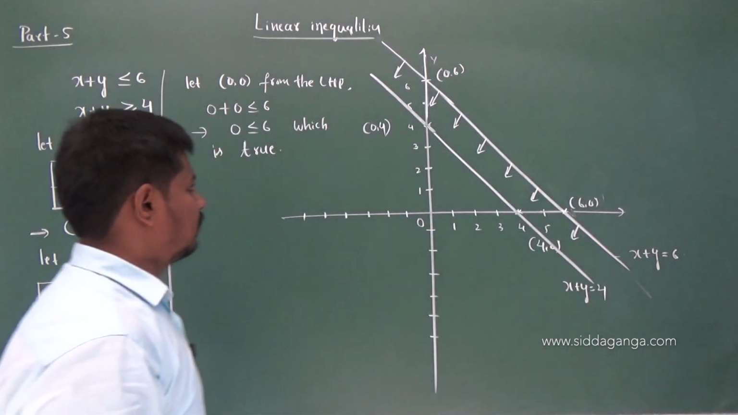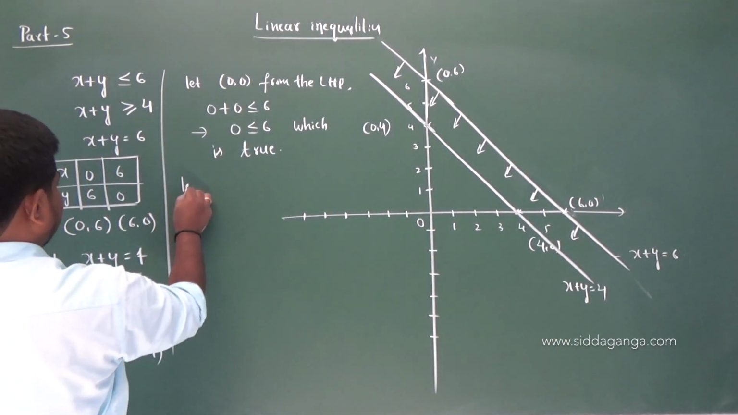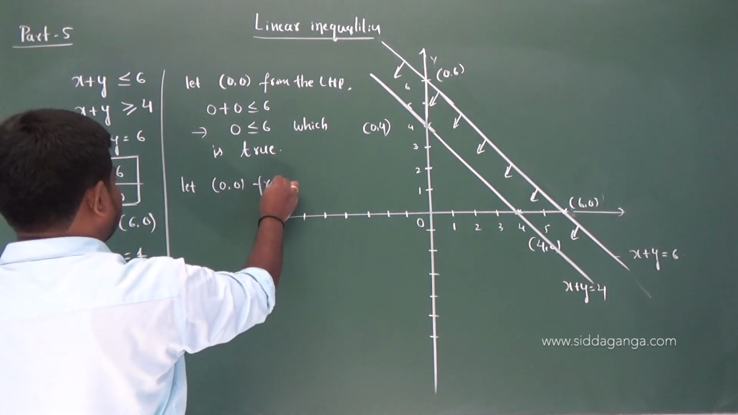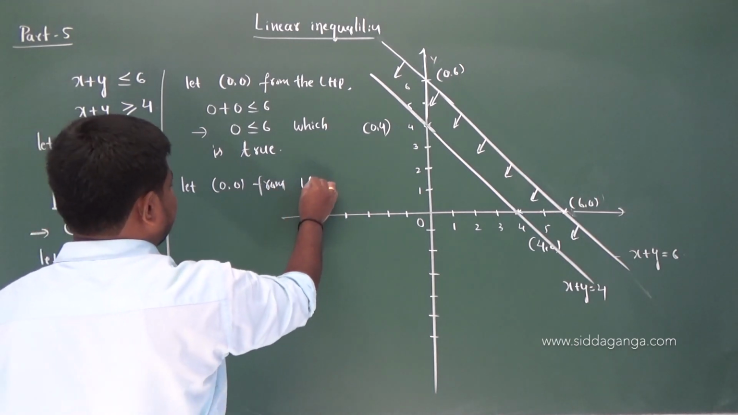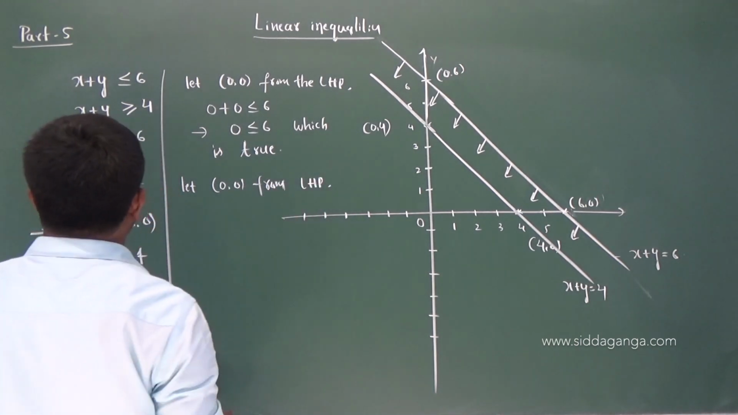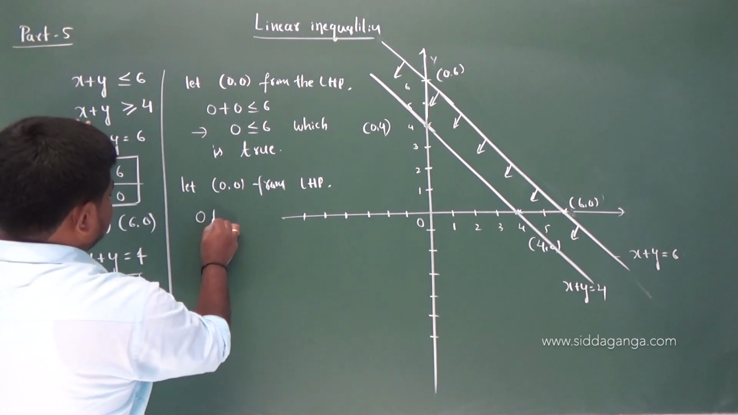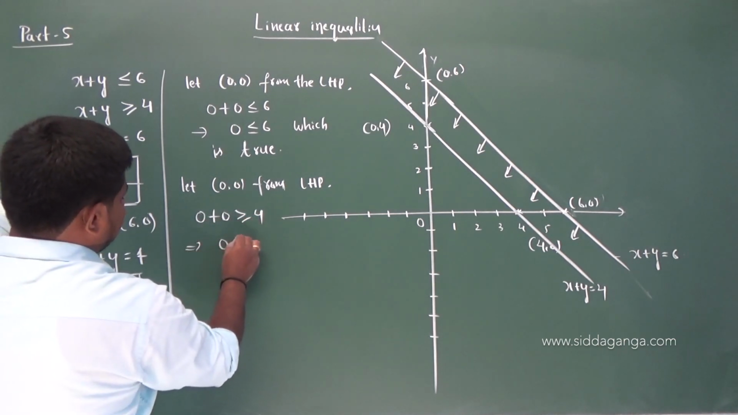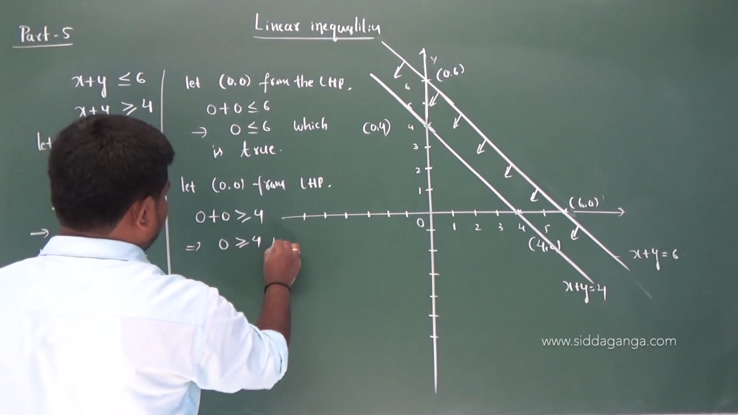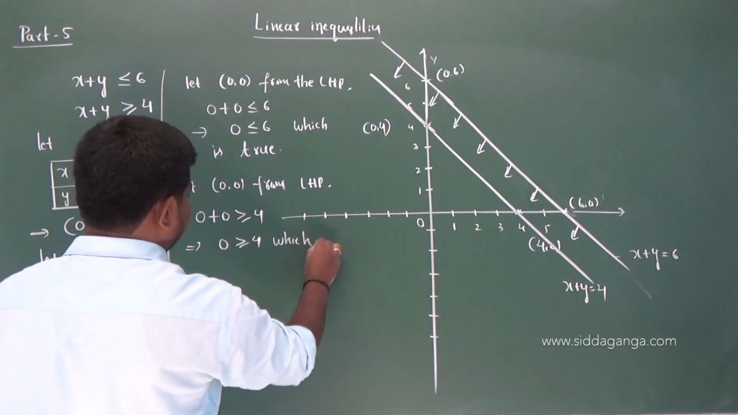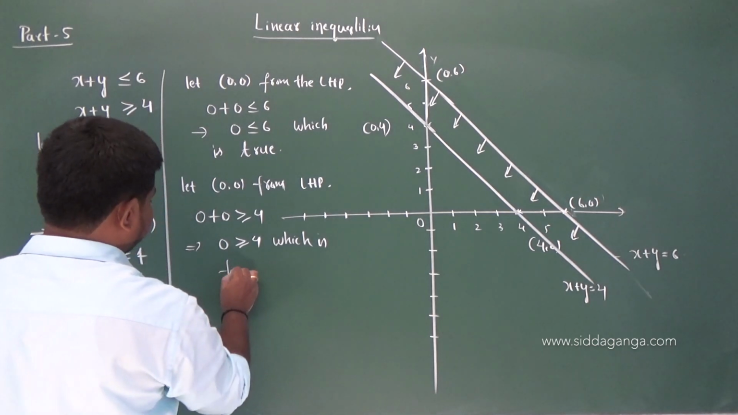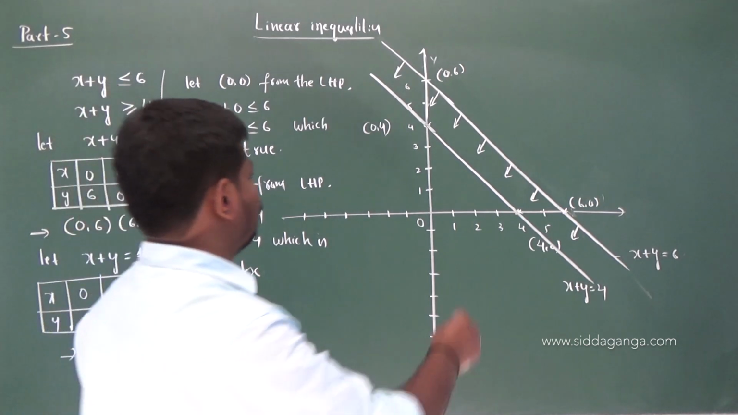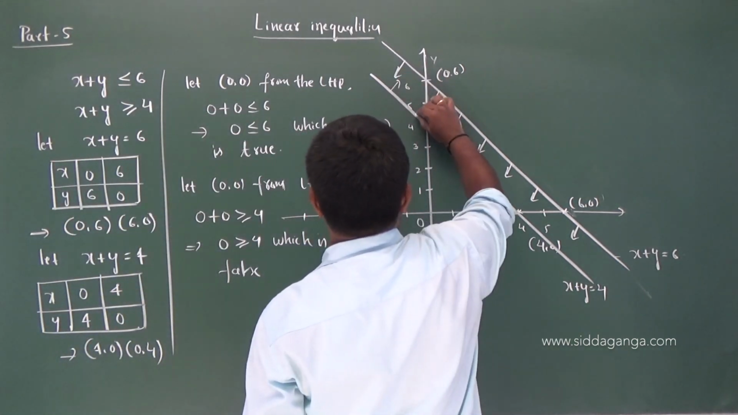Okay. Now, for the second inequality, let us take (0, 0) from the lower half plane. Again, substitute this in the given inequality. 0 plus 0 is greater than or equal to 4. So 0 is greater than or equal to 4, which is false. Hence, for this, the upper half plane becomes the solution region. You mean this becomes the solution region.